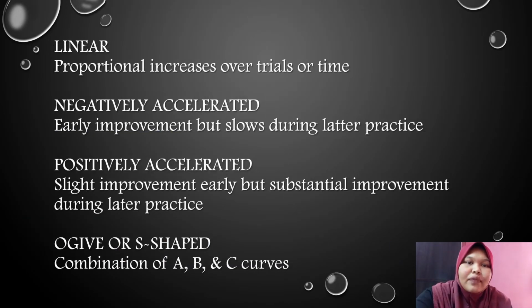The performance curve of linear is a proportional increase over trials or time. Negatively accelerated is early improvement but slower during later practice, and positively accelerated is slight improvement early but substantial improvement during later practice. And the S-shape is the combination of the curves, which gives an S-shape.